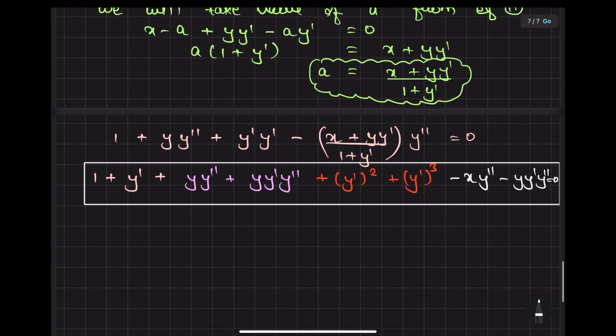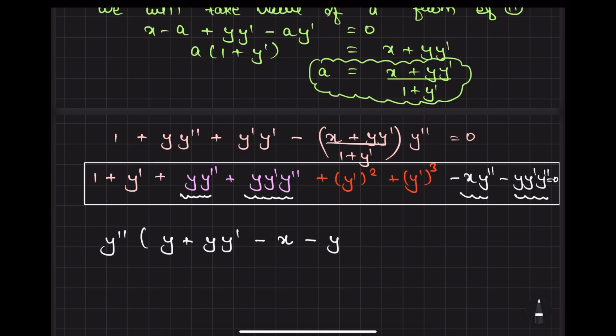So look at here, just focus on y double dash. So we have y double dash over here, y double dash over here, y double dash over here, y double dash over here. Okay, so can I take y double dash common? So we will be left with y plus y dash minus x minus y dash. So this is your double dash done.